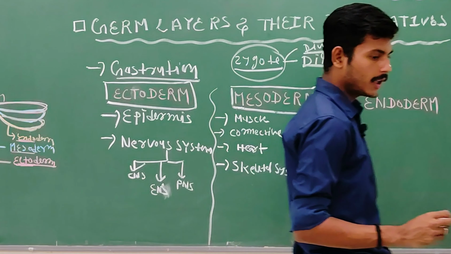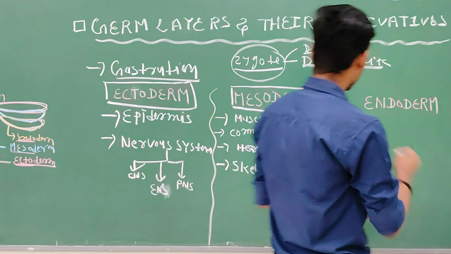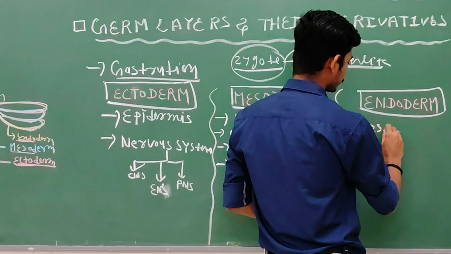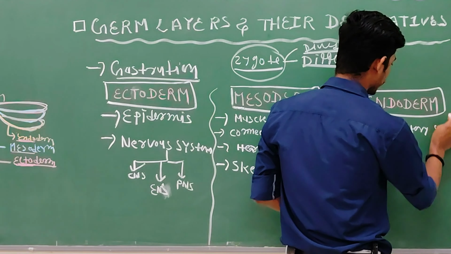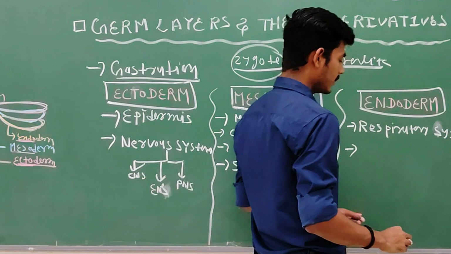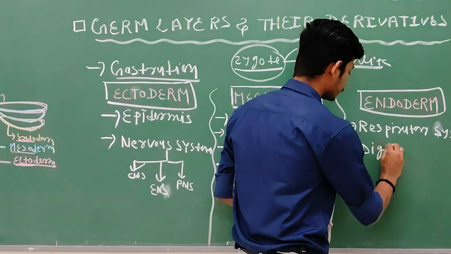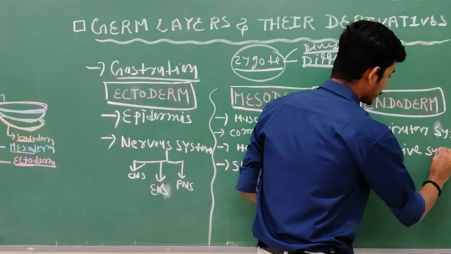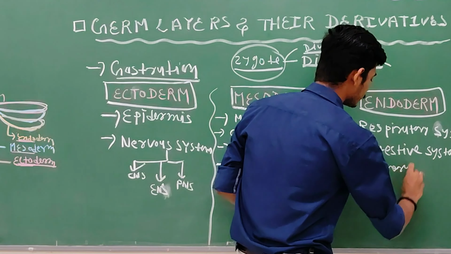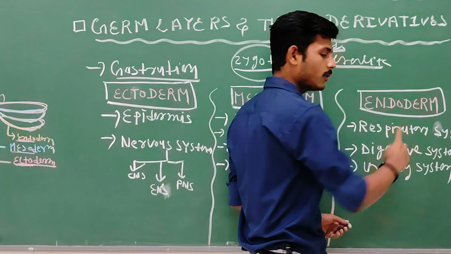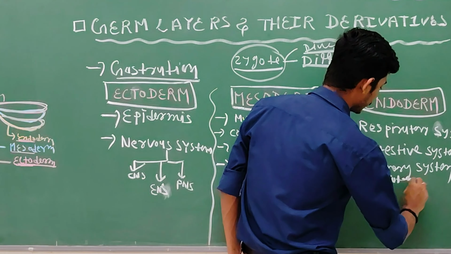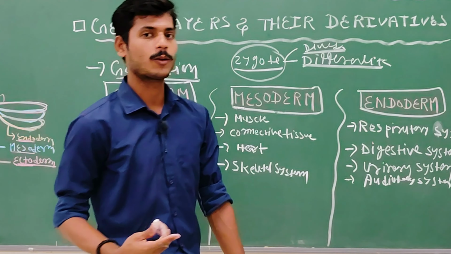Now come to the endoderm. All the major systems, like the respiratory system, then our digestive system, then the urinary system, along with the auditory system, the ear, are derived from the endoderm.